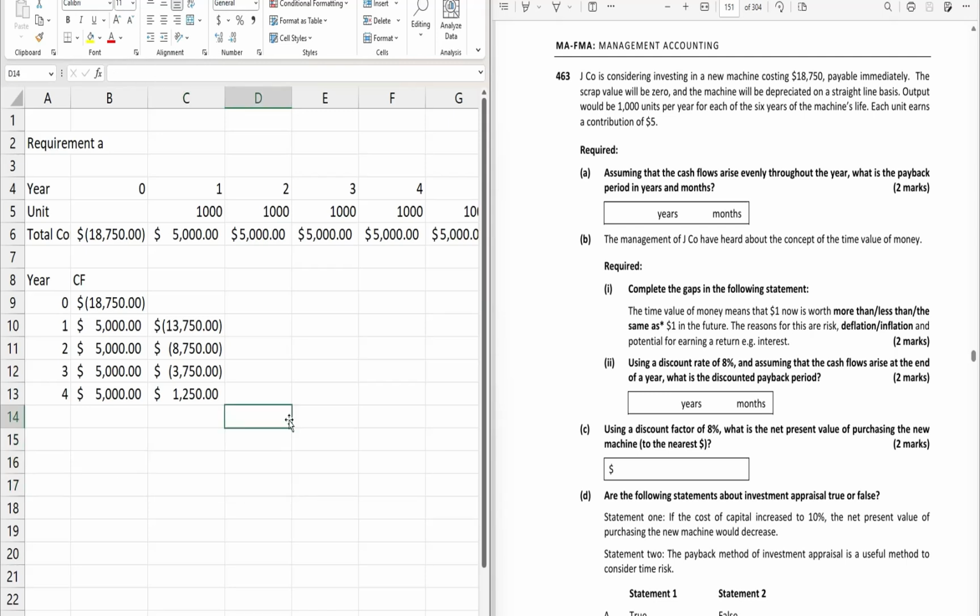So now the next question is, the management of JCO have heard about the concept of time value of money. Complete the gaps in the following statement. The time value of money means that $1 now is worth more than, less than, the same as $1 in the future. The reasons for this are risk, deflation, inflation, and potential for earning a return.